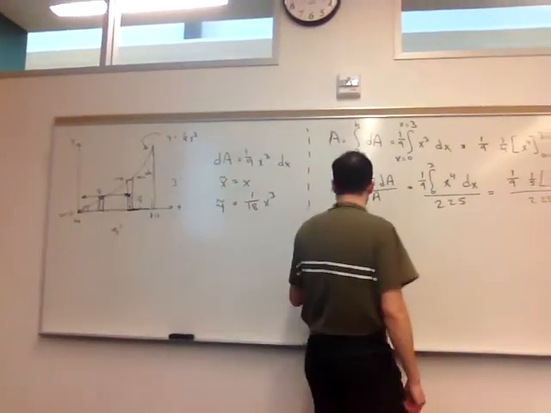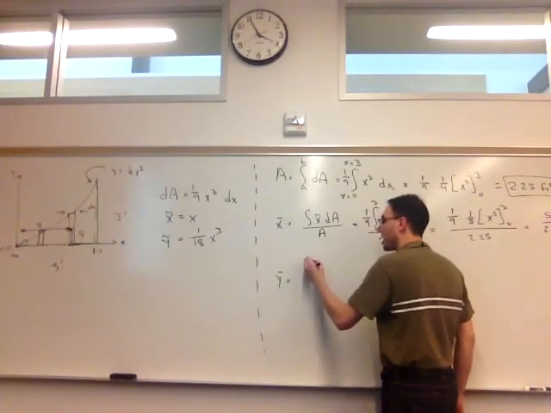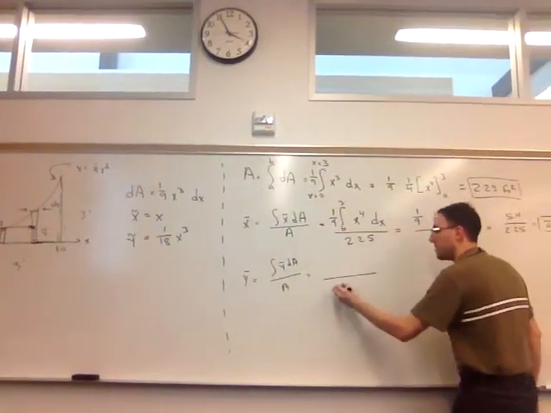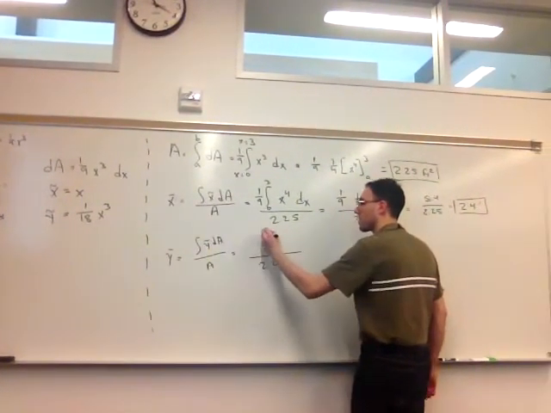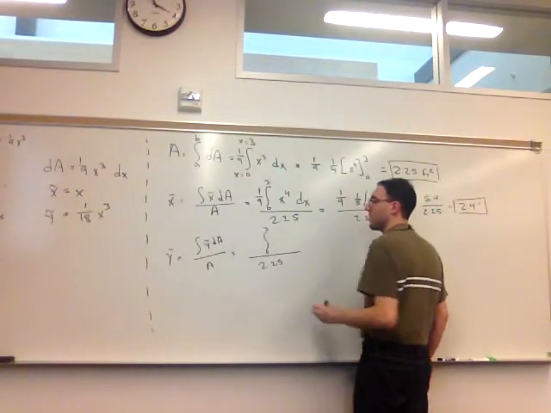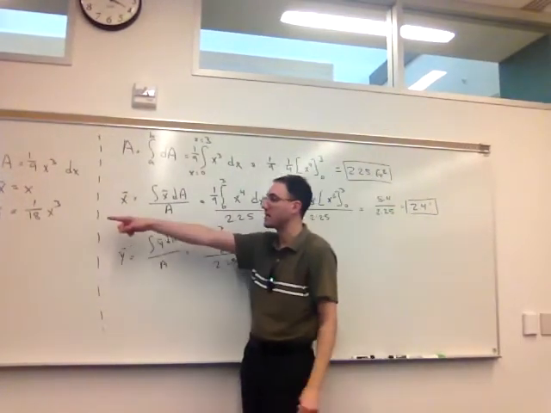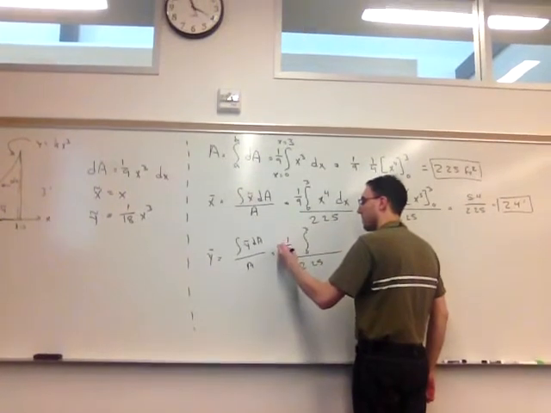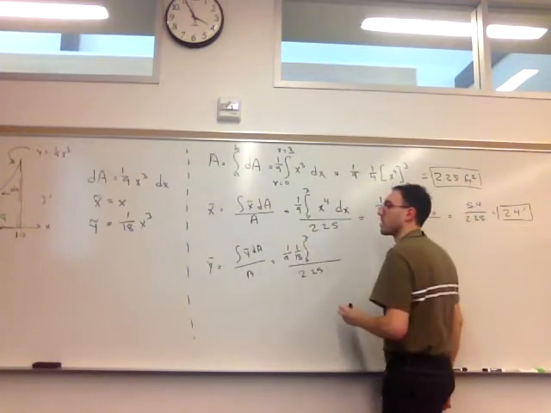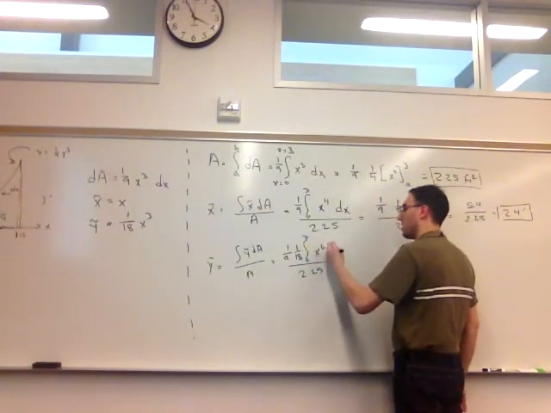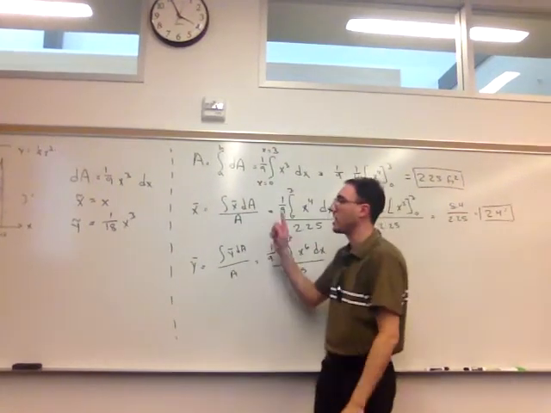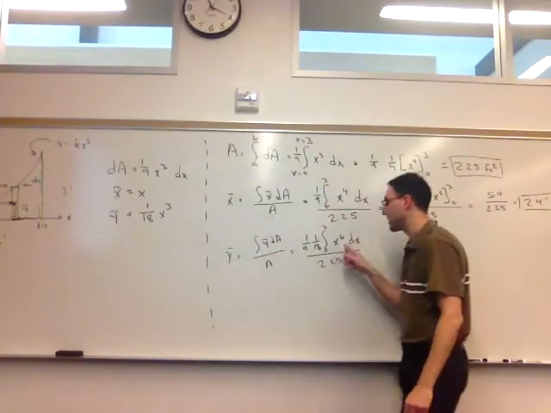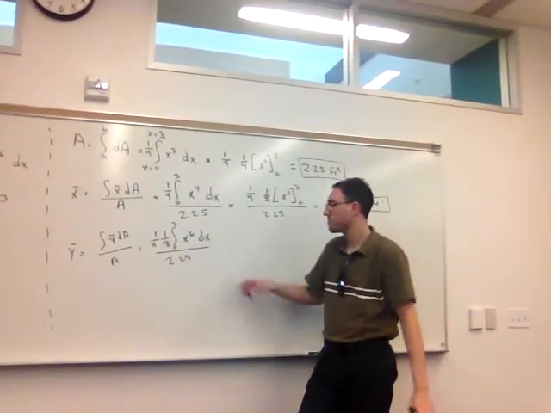So y bar is defined as the integral of y tilde dA over A. Again, same denominator as before, same bounds of integration as before, but now we have to take y tilde and multiply that by dA. So I can pull out the 1/9 and the 1/18. I have an x cubed times an x cubed, which gives me x to the 6th times dx.